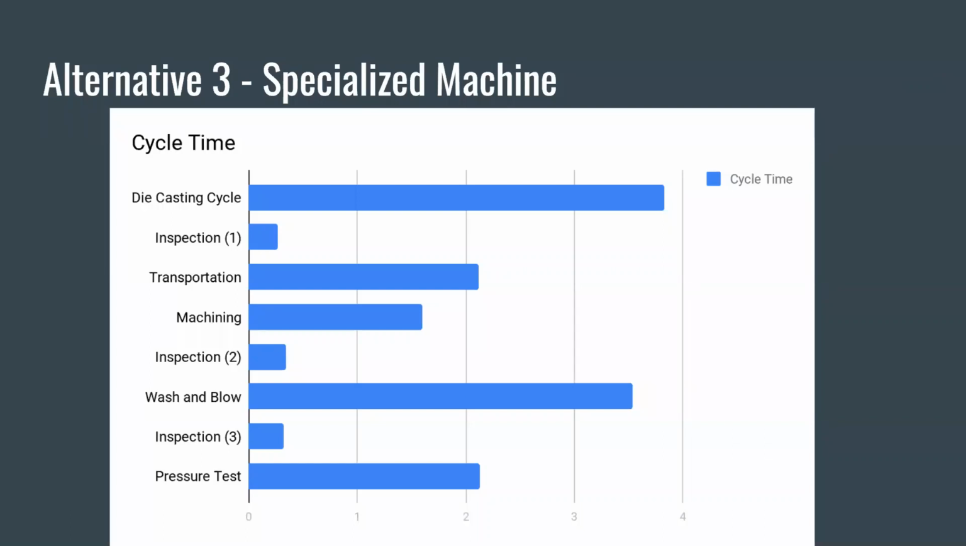Once again, as you can see from the graph of the cycle times of machines and other operations shown above, cycle times are now relatively more balanced, with every operation falling under 4 minutes. With the implementation of the specialized machine, the machining process no longer has the highest cycle time, falling from the current state of 24 minutes to approximately 1.6 minutes.